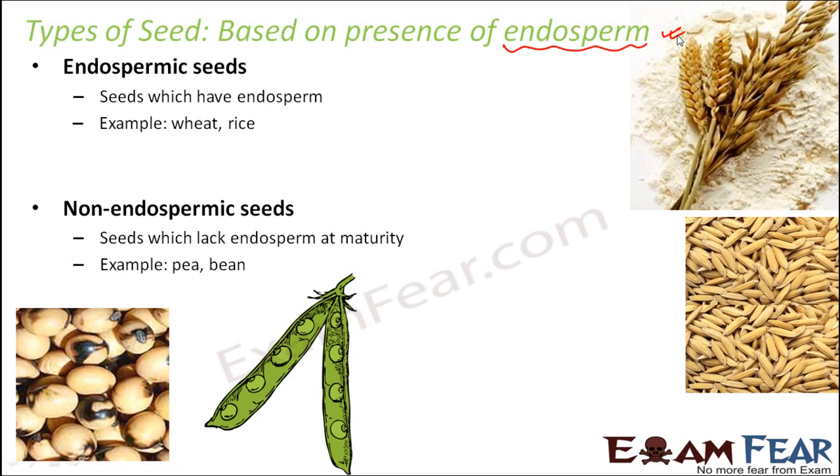So you understand the difference? In endospermic seeds, even after the ovule matures, becomes a seed and detaches from the plant, the endosperm is still present, and is digested and absorbed later by the embryo. But in non-endospermic seeds, even before the seeds separate from the parent plant, the endosperm is already digested by the embryo. So we do not see an endosperm in the seed. Such examples are pea and bean.